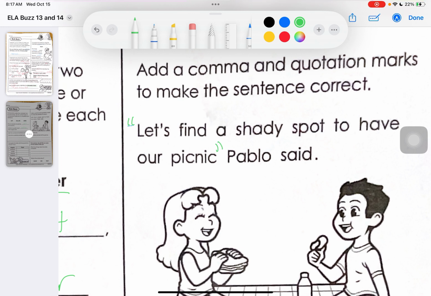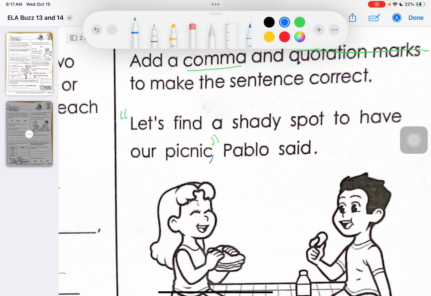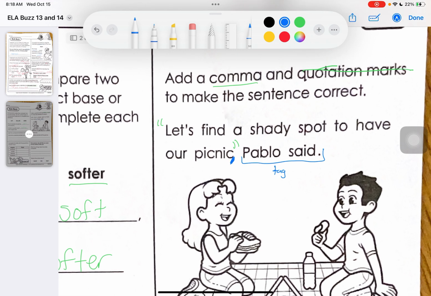Then, so we have the quotation marks. Now we need the comma. Remember, the comma goes after what they said, but before the dialogue tag. Here's the dialogue tag. So this is what it should be.